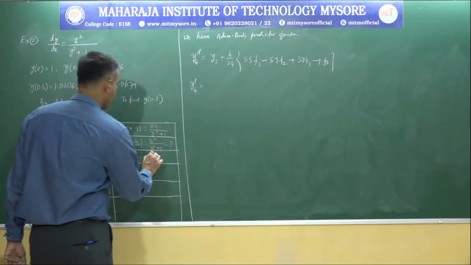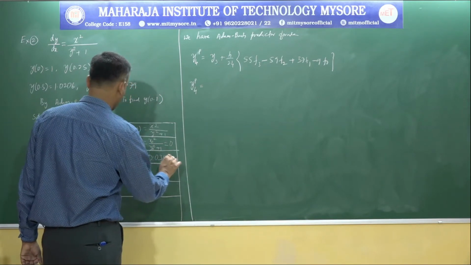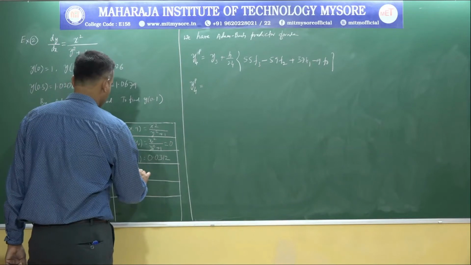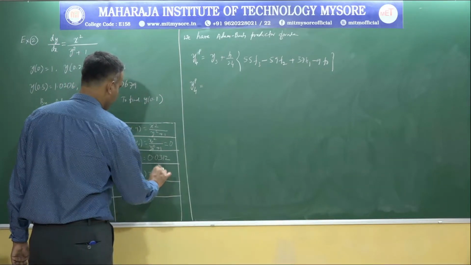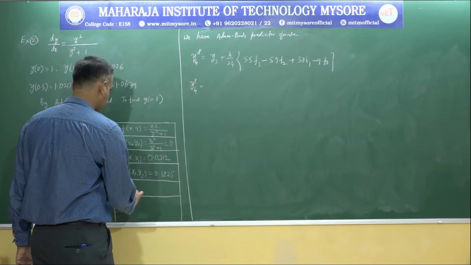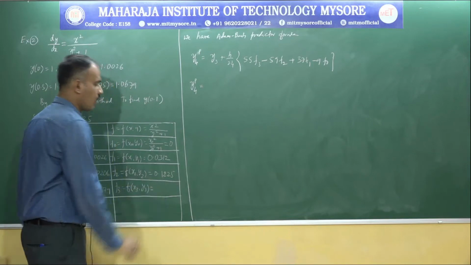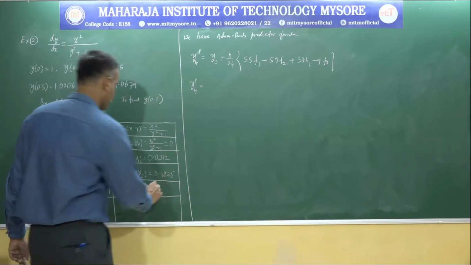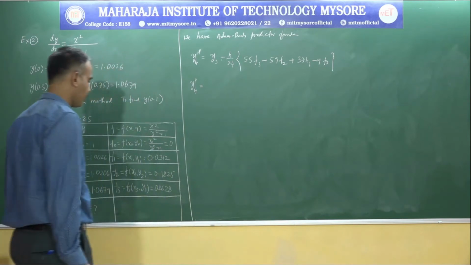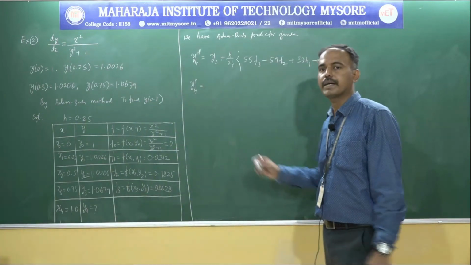Now we get 0.0312. Now f2, f of x2 comma y2, we get 0.1225 after the simplification. Then f3, f of x3 comma y3, is 0.2628. Using this, we can estimate the corresponding y4p, that means the predictor value.